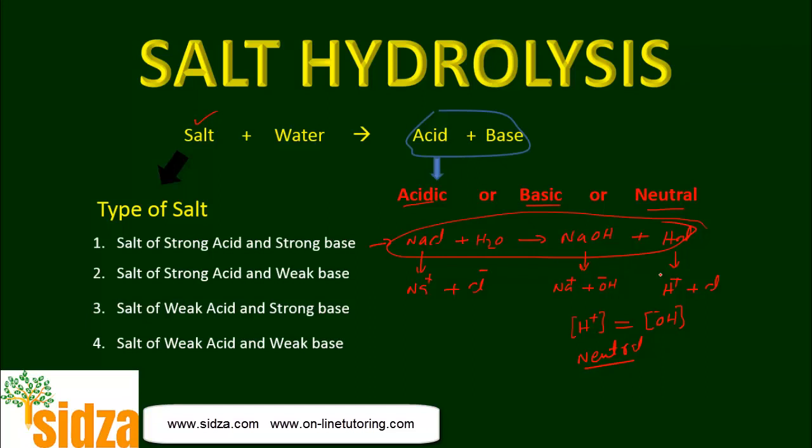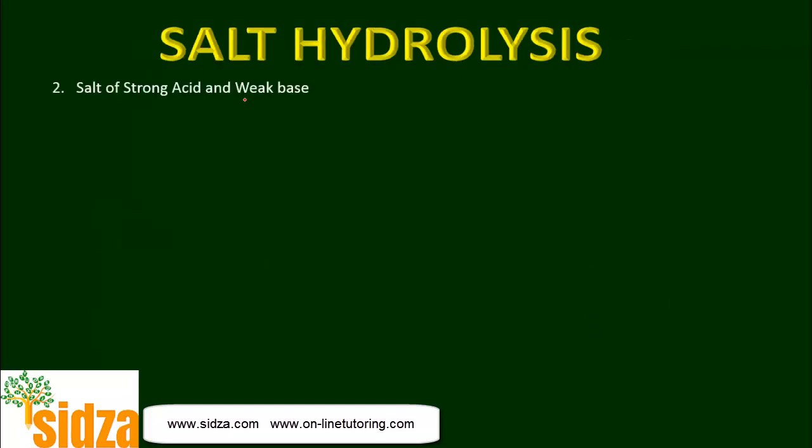Now let's take one more example here of a strong acid and a weak base. Okay, let's see what's going to happen, what type of pH there will be. For a strong acid and a weak base, we can take the example of ammonium chloride. This is a salt of a strong acid and a weak base. If you do the hydrolysis here, now what do you expect?